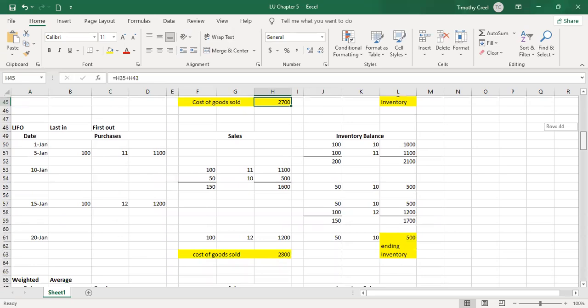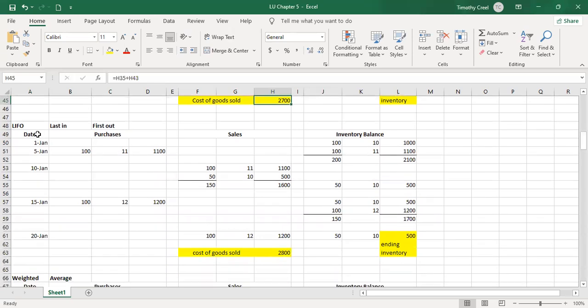Now, so that's one method, FIFO. Let's look at the next one, LIFO. LIFO is just the opposite of FIFO. LIFO is last in, first out. And what LIFO does is it's going to take sales out of the newest items and work its way backwards. So LIFO, last in, first out, basically sales come out of the newest items that come in and they work their way backwards. So let's go ahead and look at this.